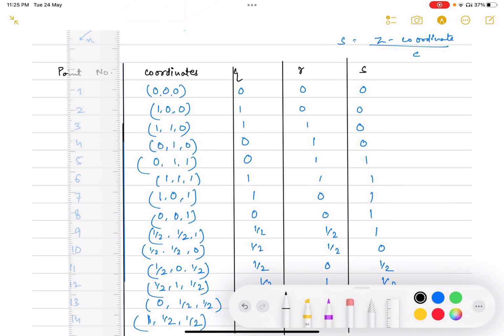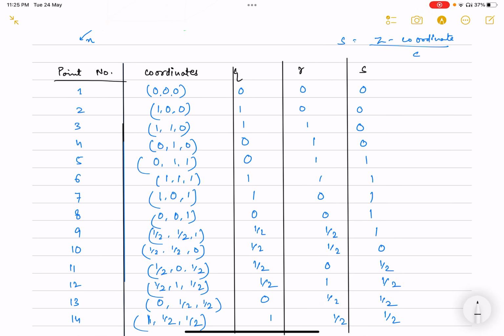Thank you all. This is how we can define the various crystallographic points of a unit cell. We'll cover crystallographic directions and planes in further videos.